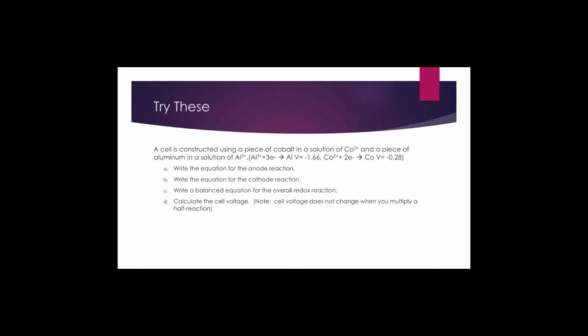Here's an example to try on your own. Pause the video here. When you come back, I'll reveal the answer. Welcome back. Here's what you should have gotten. In this case, aluminum is the anode. Therefore, the aluminum reduction potential reaction and sign must be changed.